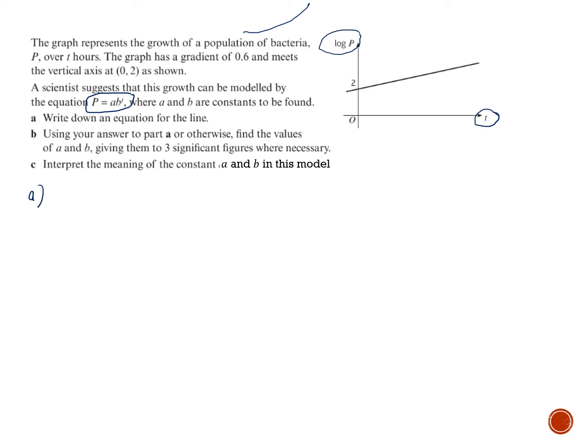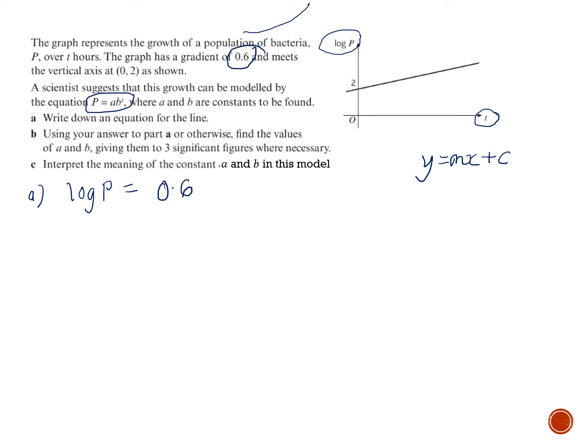Okay, so let's have a look at what the question is asking us for. The first part says write down an equation for the line. Now, we know the equation of a straight line looks like y equals mx plus c. Okay? Now, look at this graph here. We haven't got y on the y-axis, we've got log p. So instead of y, it's going to be log p equals mx. M is your gradient. Go back to the question. It tells you the gradient in the question. So we're going to put that in for m.